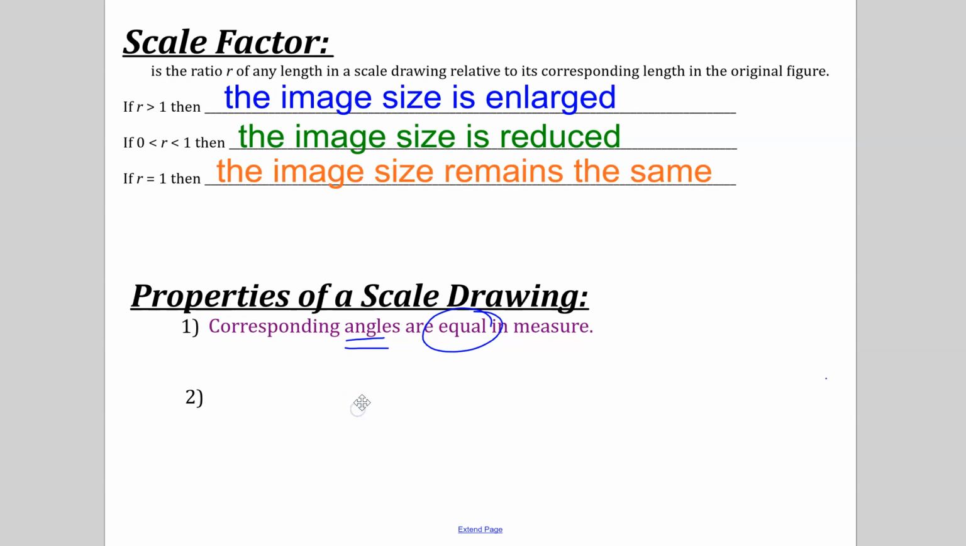The other property that comes along here is the corresponding lengths are proportional. And this is the part that we're going to see the most here. So corresponding lengths, they are proportional. So that means they're going to either grow or reduce in a ratio that is equal to all of the sides.